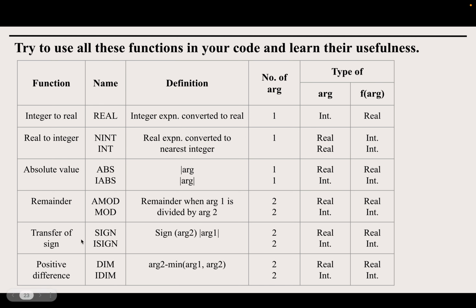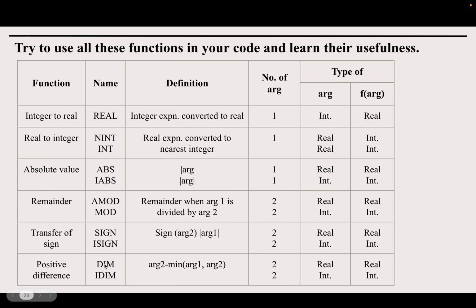And the next one is the transfer of sign, that is sign and isign. It takes two arguments, 1 comma 2. It will take the magnitude of the first number and the sign of the second number. So if our arguments are 1 and minus 2, it will return -1. This way it can take both real and integer data types.